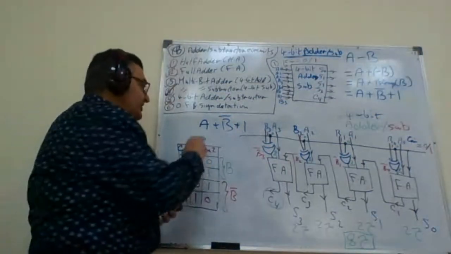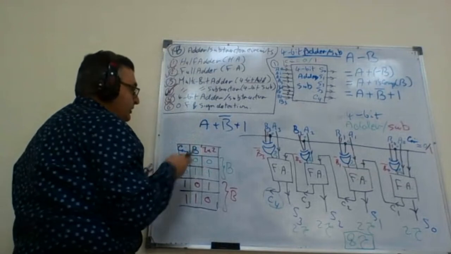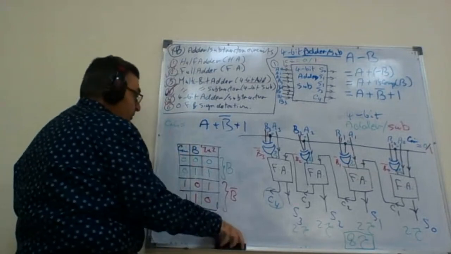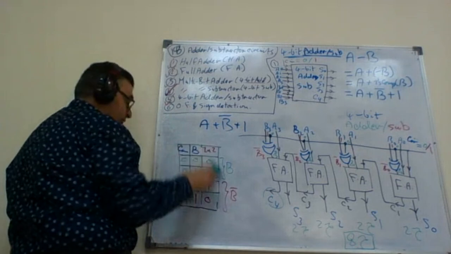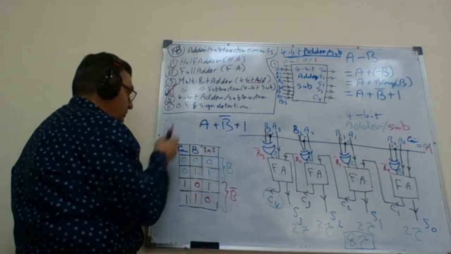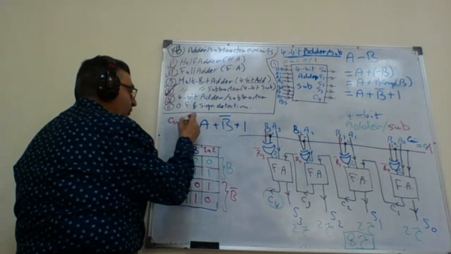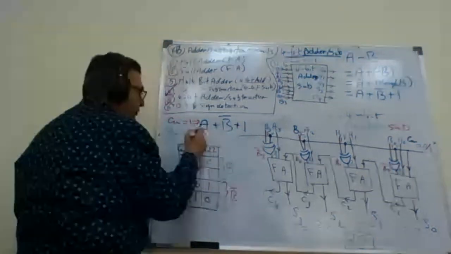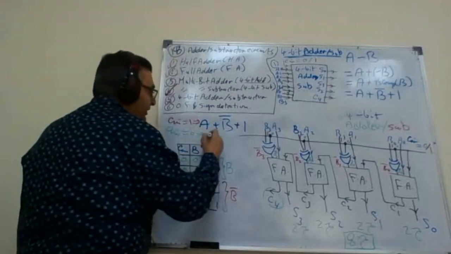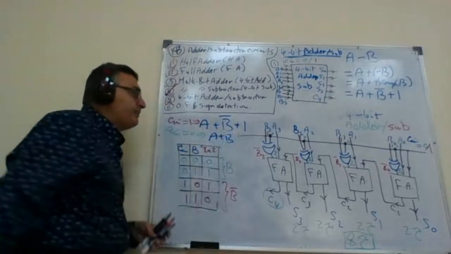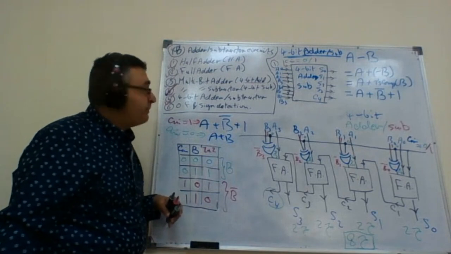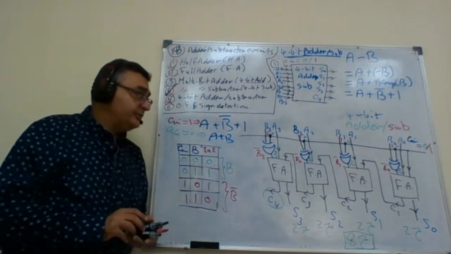Okay? So when Cin equals 1, it will give me A plus B plus 1. When Cin equals 0, it will give me simply A plus B. So that's why it's called the adder subtractor circuit. Agree? Make sense?